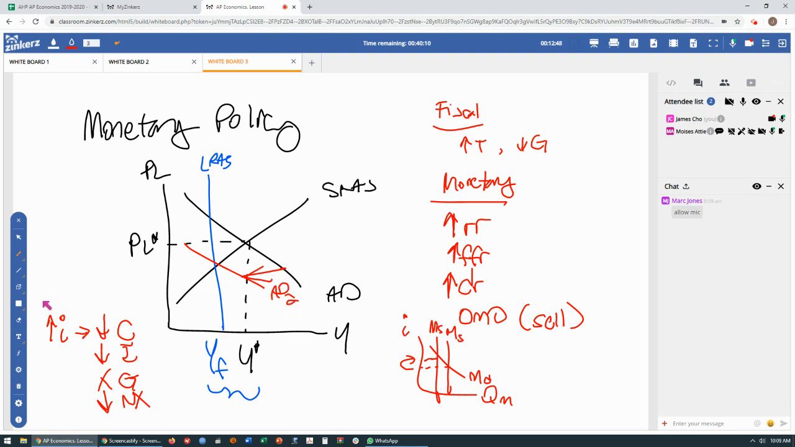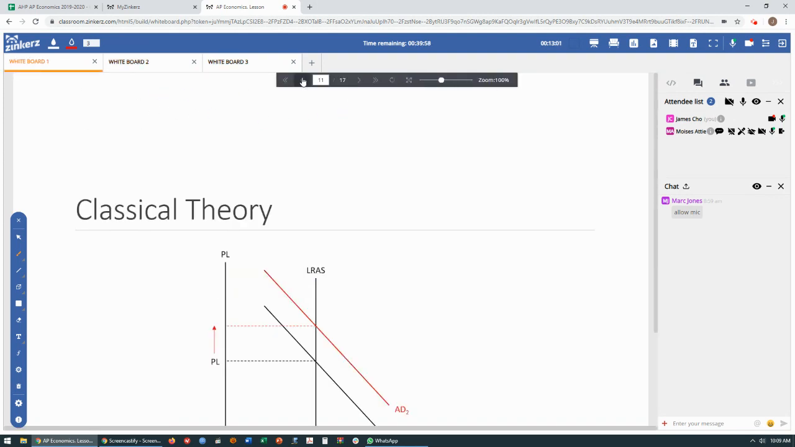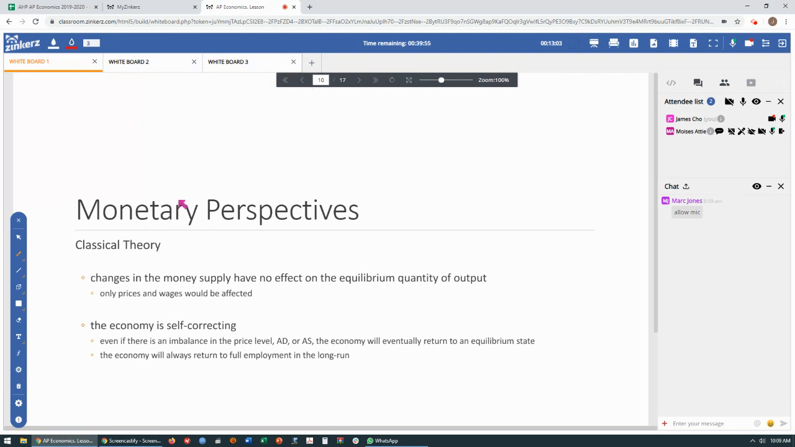And this is what monetarists strongly believe in. But remember, there are three different groups of economists that we're going to mention. First, there are the classical economists. And what do they think? They think that changes in money supply have no effect on equilibrium quantity.